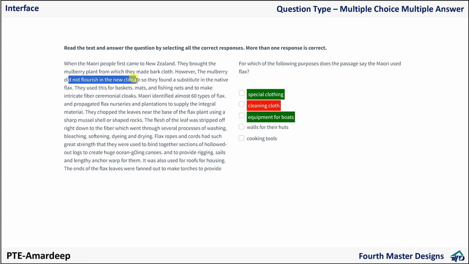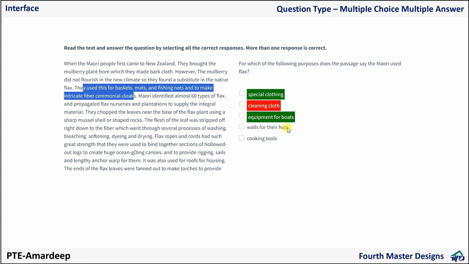Okay, then they use this for baskets, mats, fishing nets, and to make intricate fiber ceremonial clothes. So I'm sure, whatever they have mentioned, I can go for special clothing, because you have ceremonial clothes. Let's say if you do not know the meaning of this one, you can guess that this is about special clothing. Then you have another sentence.